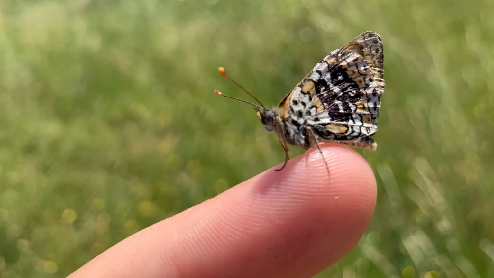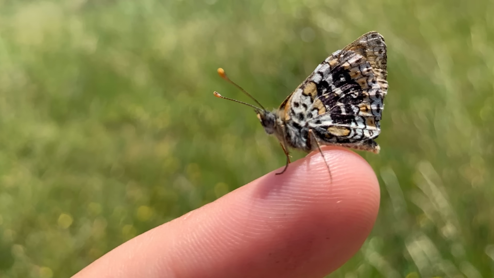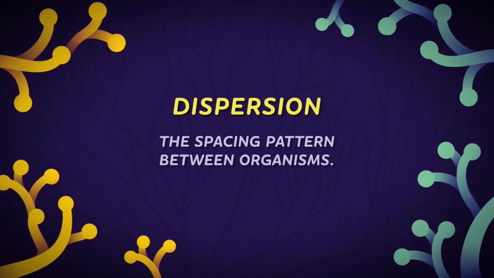Later, a bunch are recaptured, and the amount that are marked can give insights into the size of the total population in that area. Okay, so that's density, and it's a measurement that can go a long way in helping us understand changes in populations. But it's not the only factor. Our next D is dispersion, the spacing pattern between organisms.